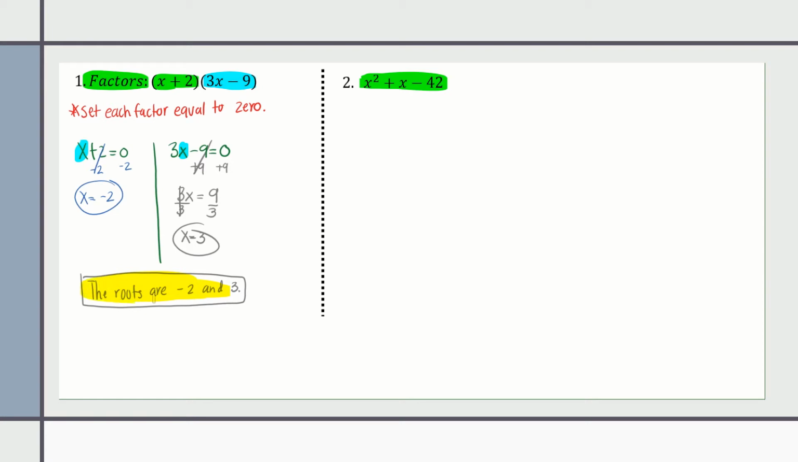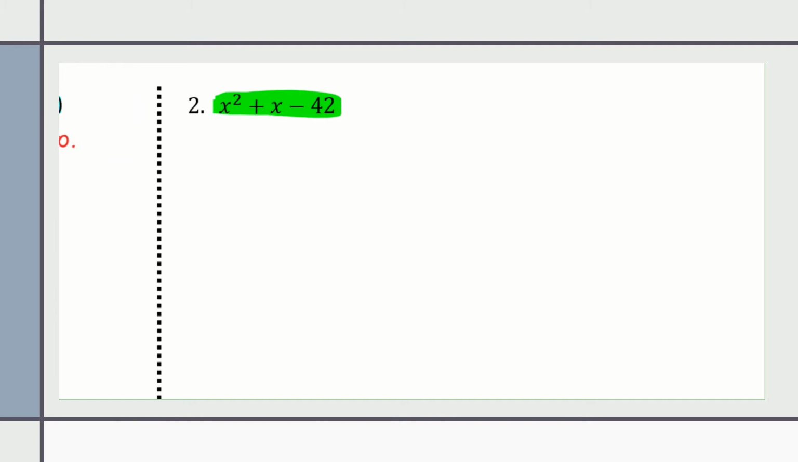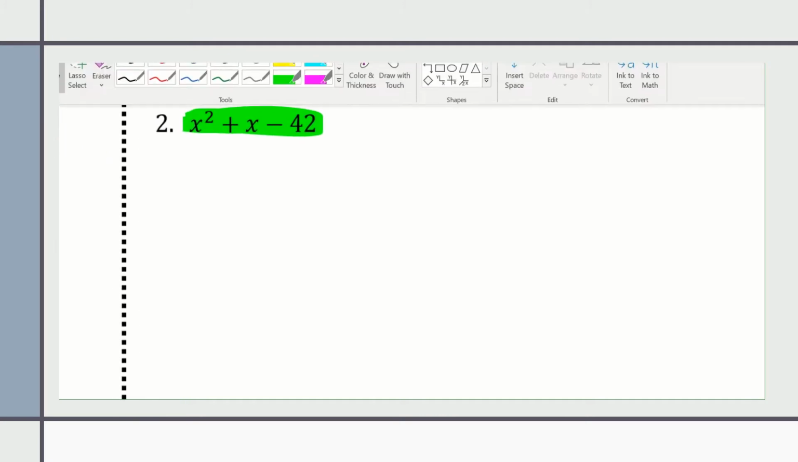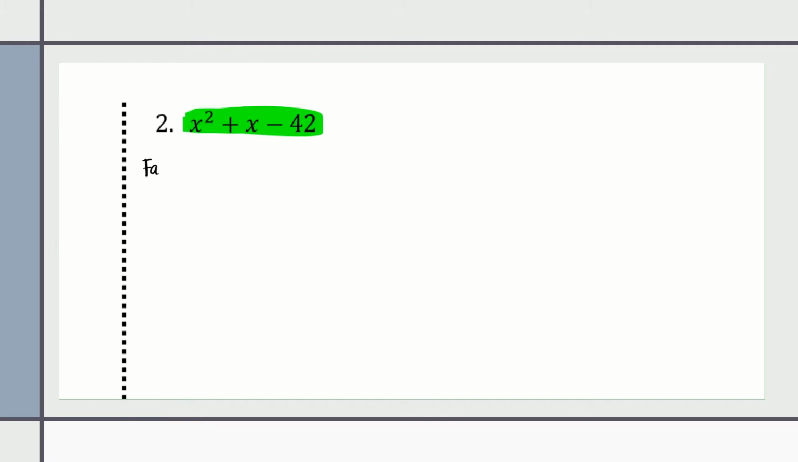Sometimes you're not going to be given the factors, you're going to be given an expression. So you have to find the factors first, and then you find the roots. Like in this case here, we're going to have to factor first, which is what we reviewed in the previous video. Step 1 is identifying your A, your B, and your C. This expression here is in standard form, ax squared plus bx plus c. So let's identify those three values.